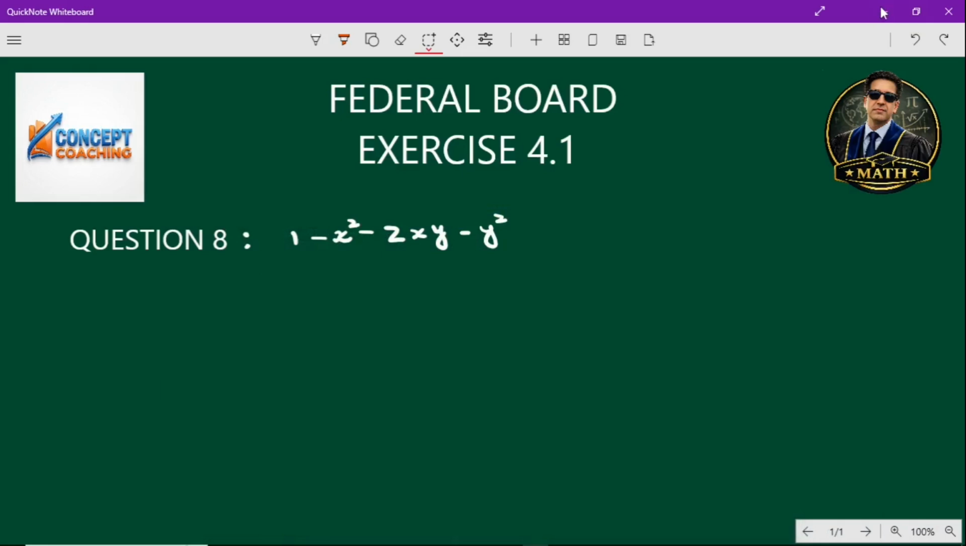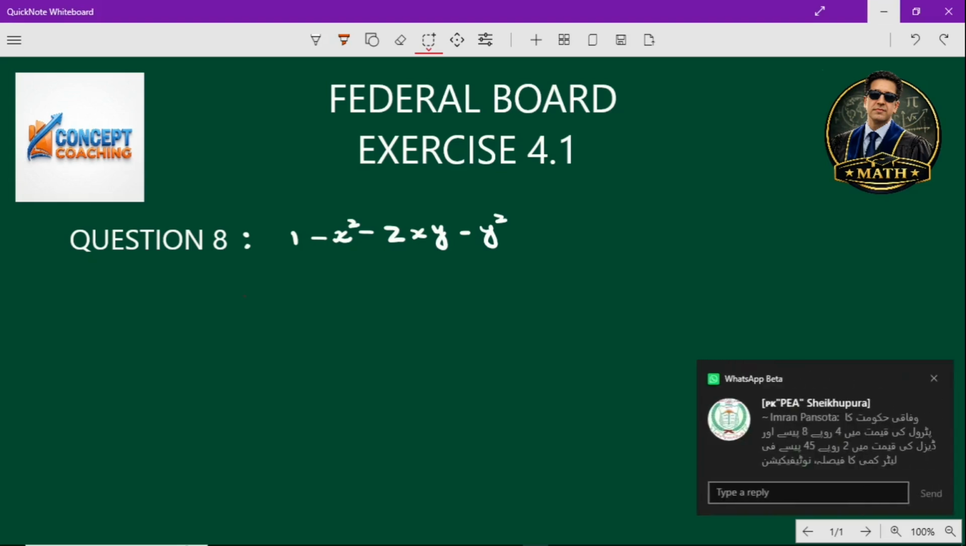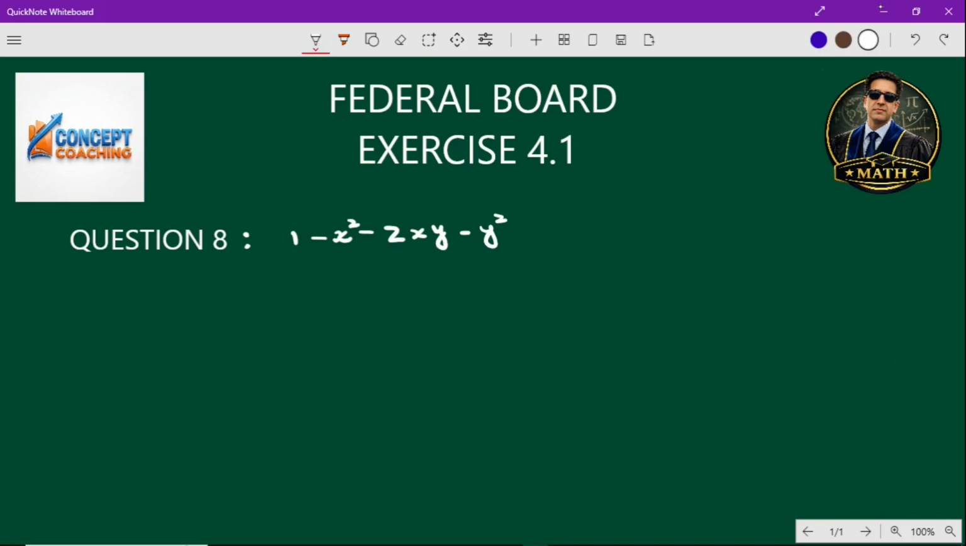So this is question number 8 and I'm going to solve it. This is about factorization. The question is 1 minus x square minus 2xy minus y square. So in this question we will first of all see that this is x square minus 2xy and minus y square. So we have to make it a complete square.